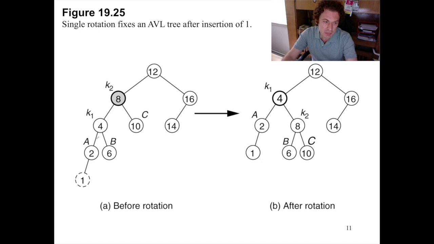Then there is no problem here because left subtree has height 0, right subtree has height minus 1. There is no problem here. Left subtree has height 1, right subtree has height 0. But there is a problem here because left subtree has height 2, right subtree has height 0. So what is the problem? I detected this as the problematic node.